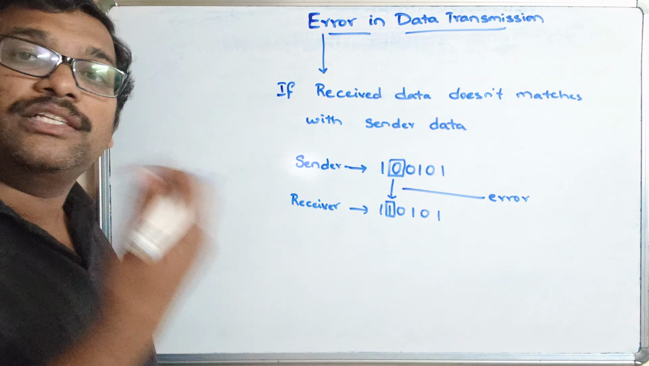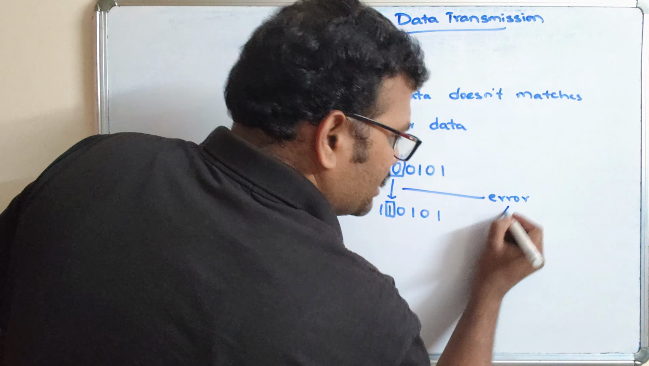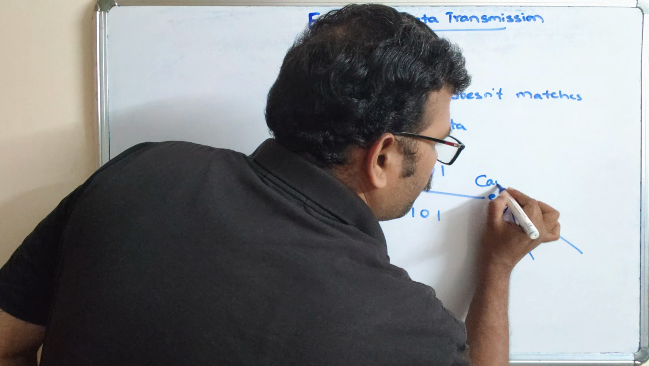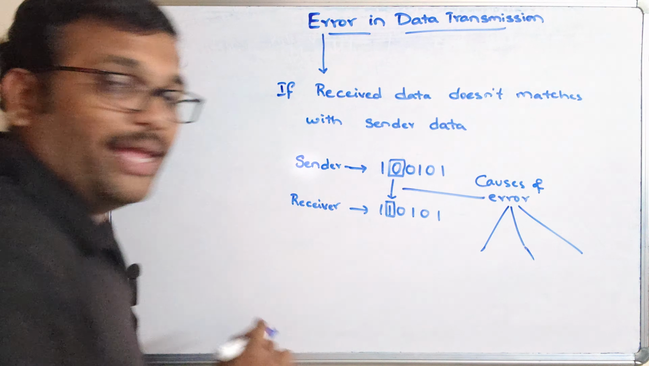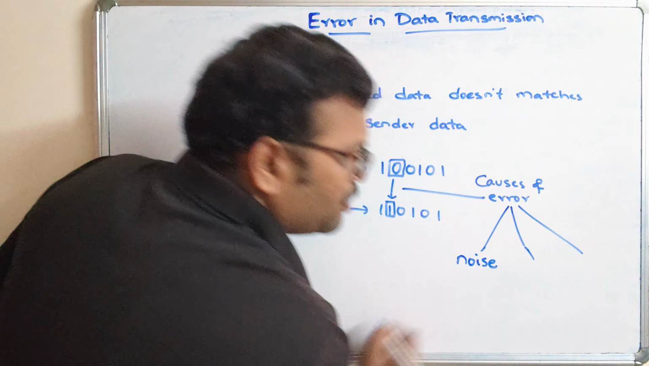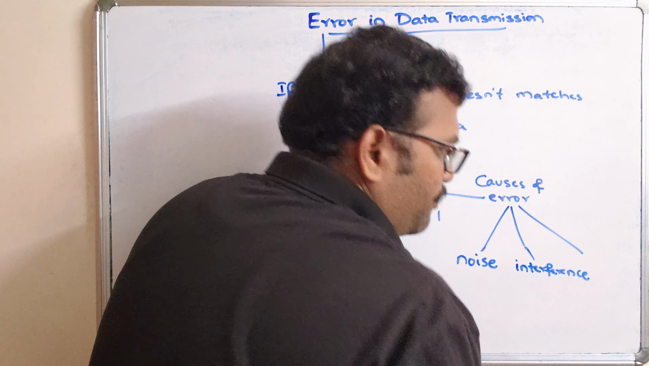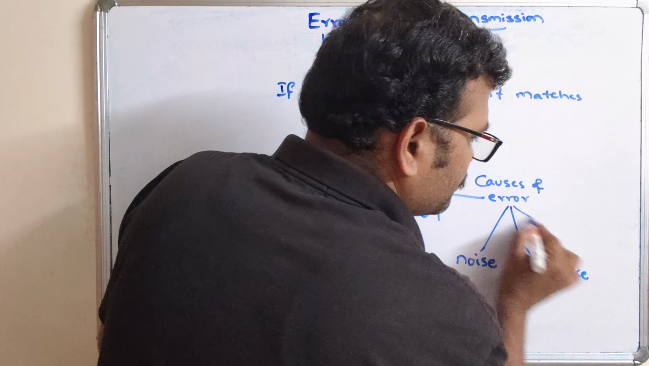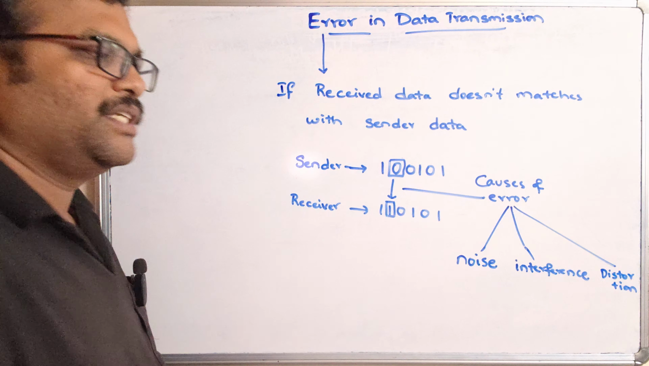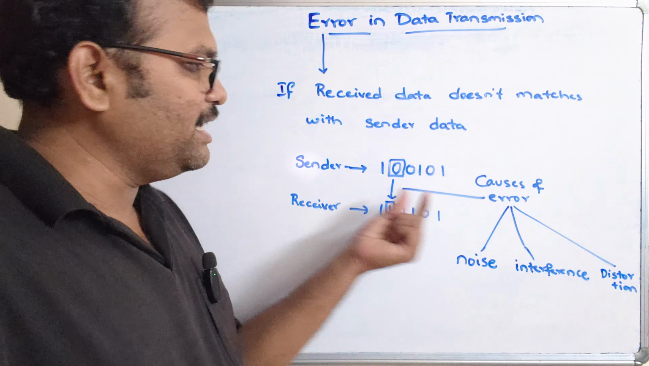So now what are the causes for getting these errors? Mainly there are three causes of occurrence of error. So why does the error come? The first one is noise. The next one is interference. And the third one, distortion. Noise, interference and distortion. So these are the main causes of getting the error.